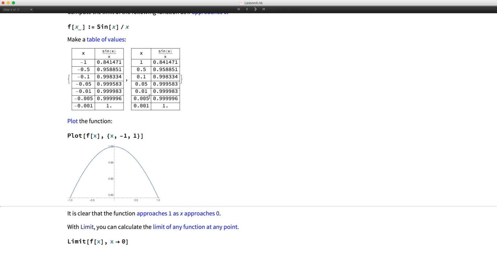So the table says 1, the plot says 1, but in practice, it's best to use the Limit function in Wolfram Language, which tells you the limit is actually 1. So tables are good, plots are better, but Limit is the best. And Limit will always tell you exactly what the limit of a function is at a point. So the whole theme of our discussion will be to try and move towards using Limit whenever you can.